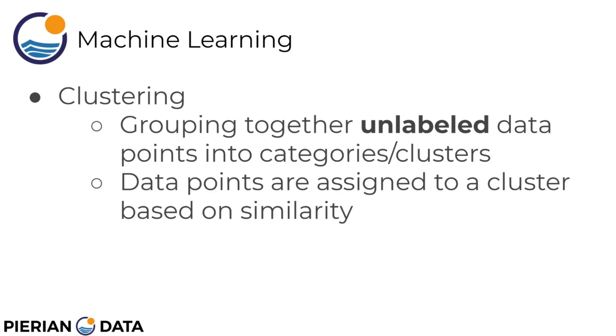Clustering is when we're trying to group together unlabeled data points into categories or clusters. And then data points are assigned to a cluster based on their similarity to other points within that cluster. So if we only had those images, what we could attempt to do is cluster them together into two groups. And then we could end up seeing, hey, we have a cluster here that's similar to each other and another cluster that's similar to each other.